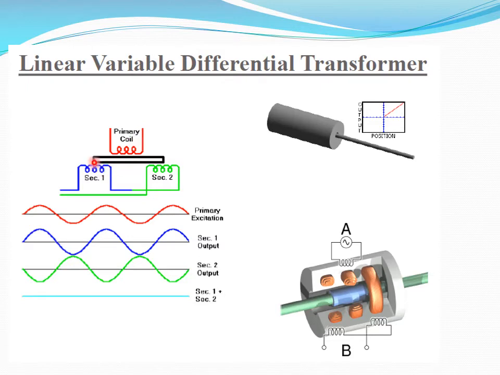So an iron rod is moving. The movement of this rod is measured, and you can see how the output in the different coils is coming. Red shows the primary coil, blue and green show the secondary coils.